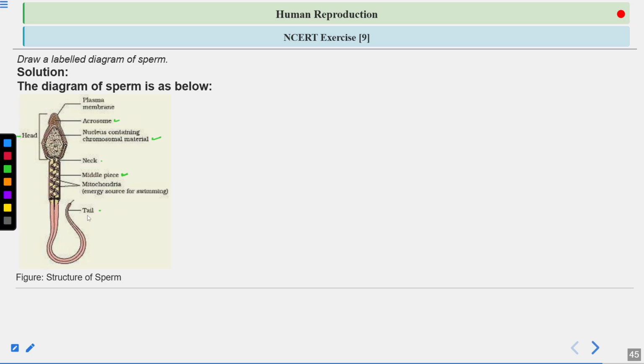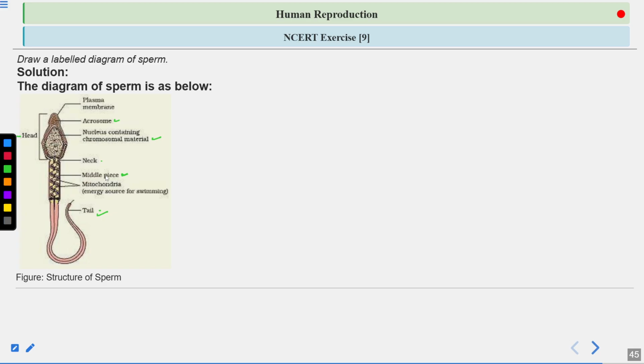Okay. Then this is a tail. It provides motility to the sperms. This helps the sperm to swim. And for swimming, energy is required. And this energy is supplied by the mitochondria, which are present in the middle piece.